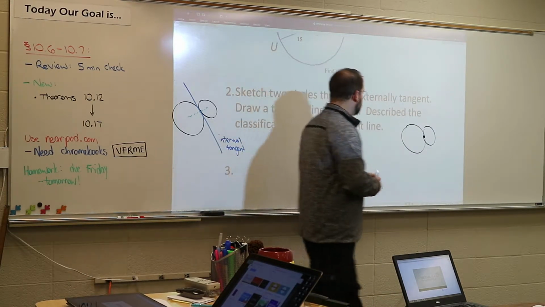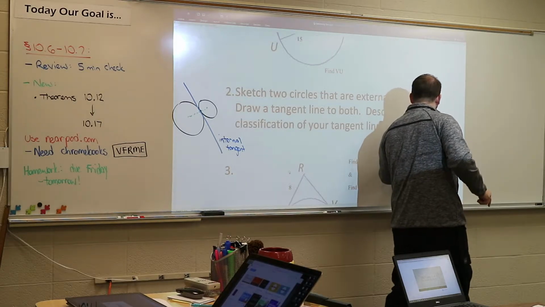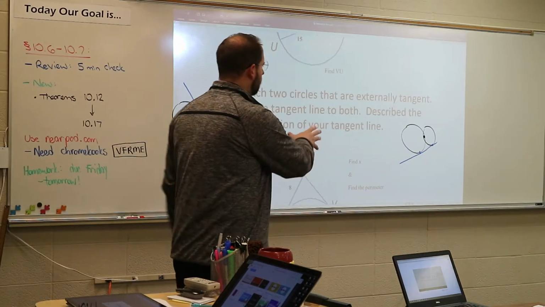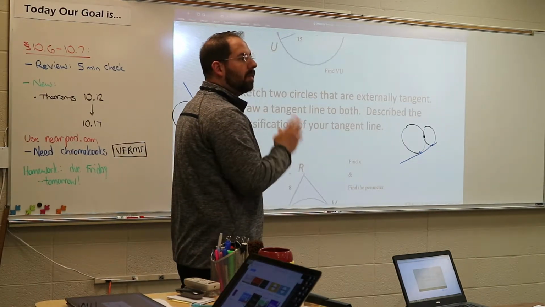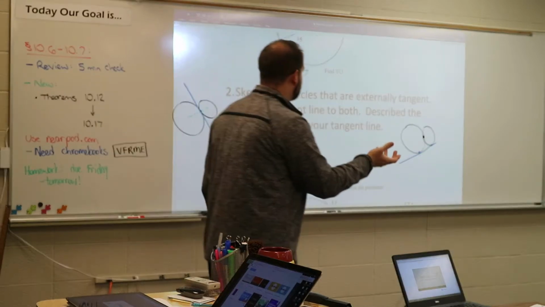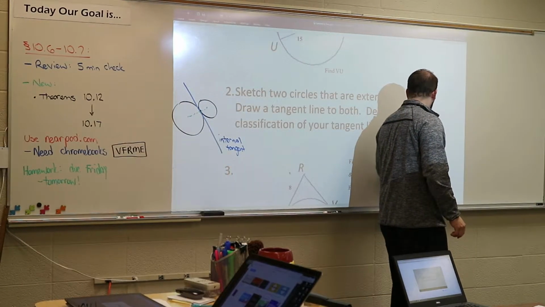The other common tangent was this one. Raise your hand if you had that. It could be top or bottom. Okay, that is called what type of tangent? External. Okay. This is an external tangent. That's what I wanted you to describe with your tangent lines. I know that was kind of a confusing statement question.